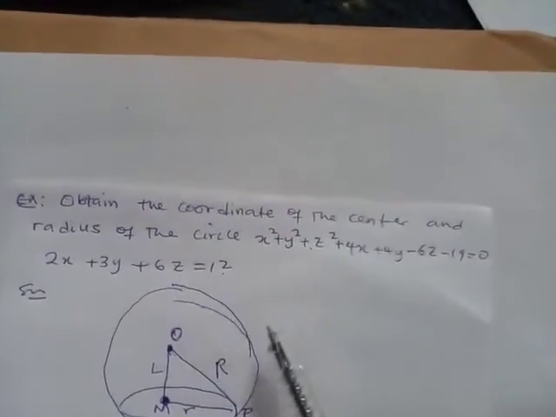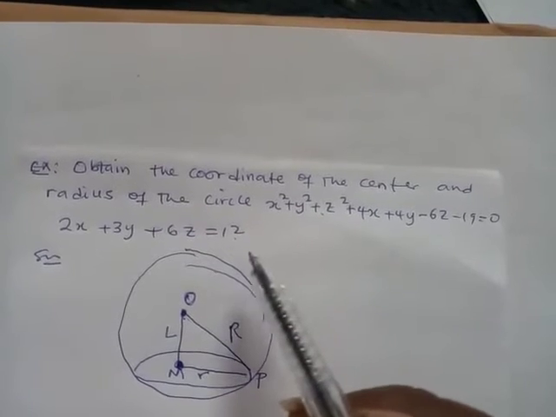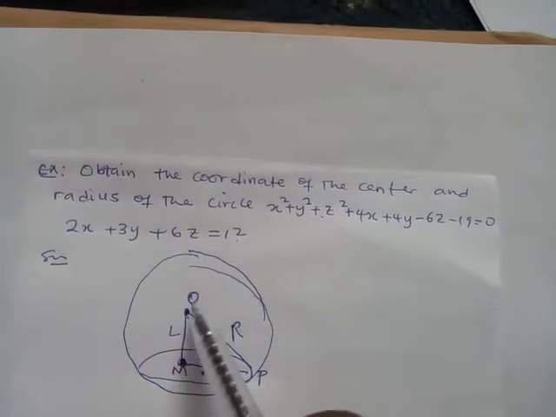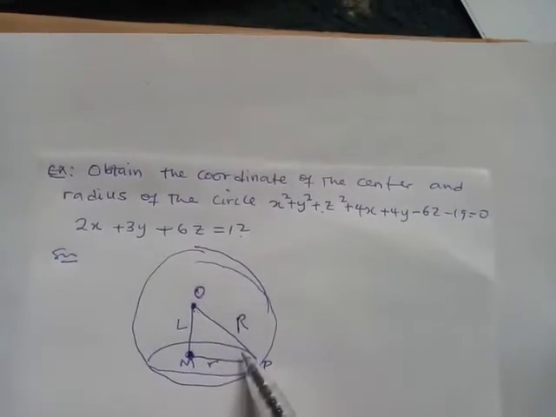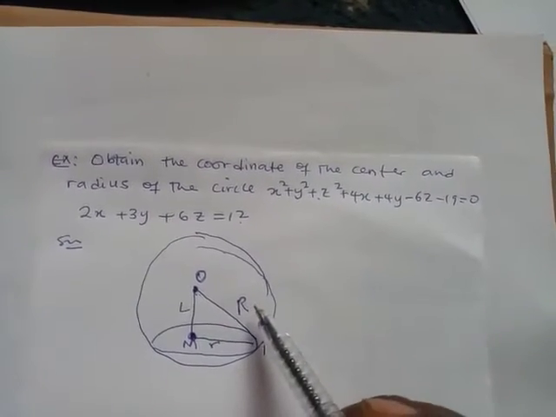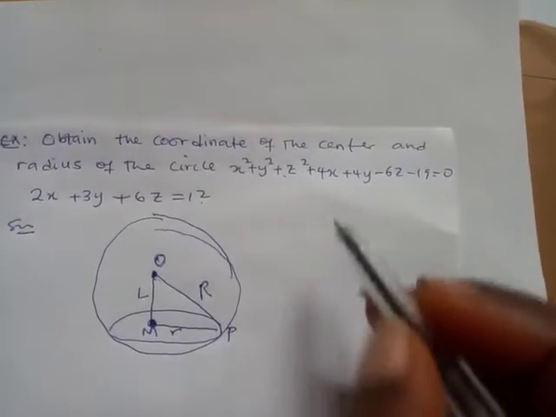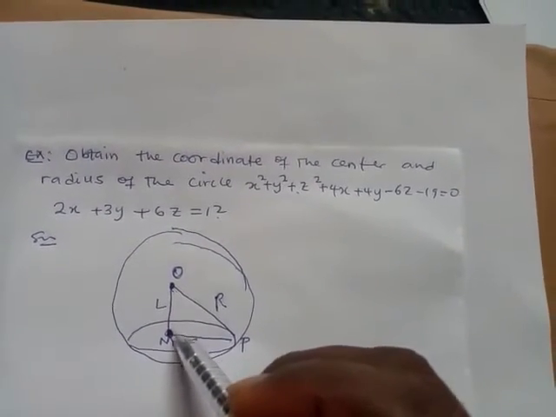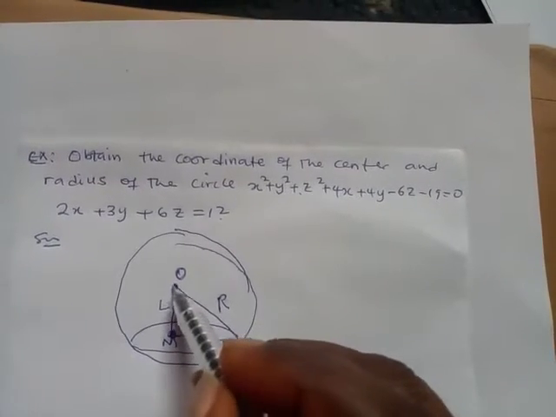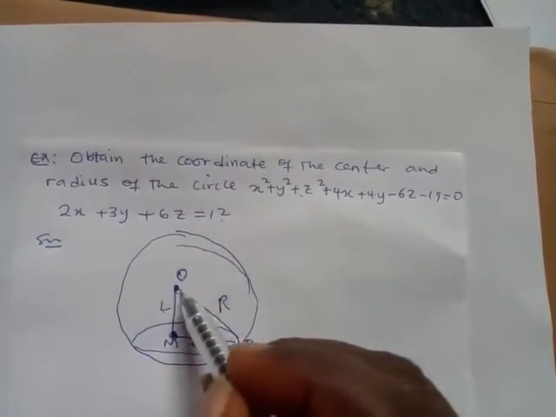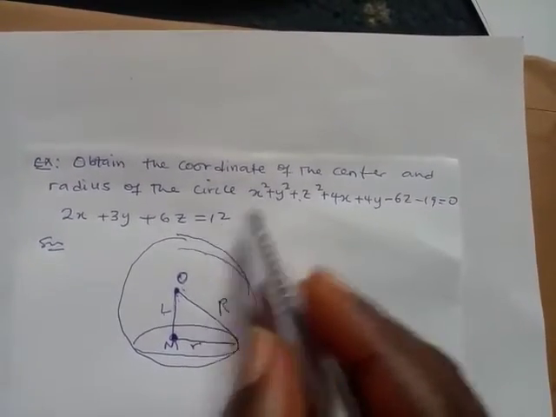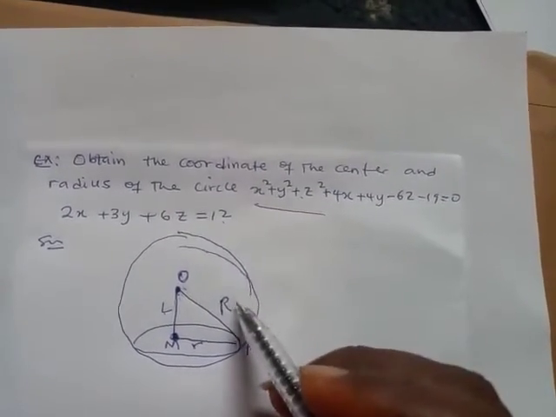Now, our aim is to find the coordinate center of this circle. Also, we want to find the radius of this circle, but we can easily find the radius first. We know that radius here, we can get this one, this L. We have known how to find this one, but the radius of this sphere is our R.